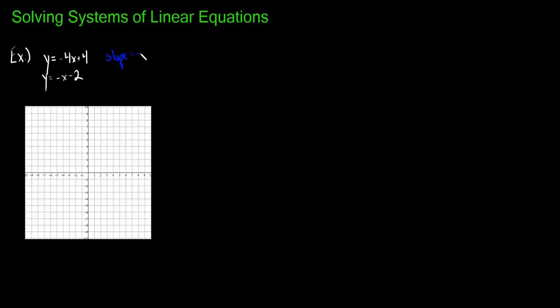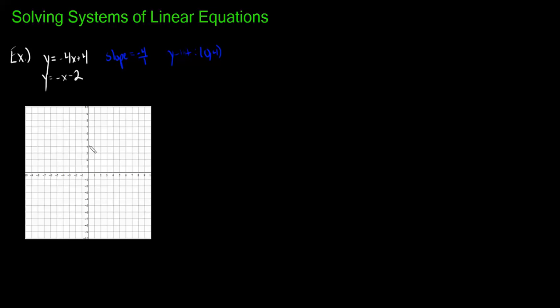The slope of this particular line is negative 4, or you can even think about it as negative 4 over 1. So we're going to be going down 4, right 1, down 4, right 1, or up 4, left 1, up 4, left 1 if we want to work backwards. And the y-intercept for this particular linear equation is going to be 0, comma, 4. So we can go ahead and plot that.